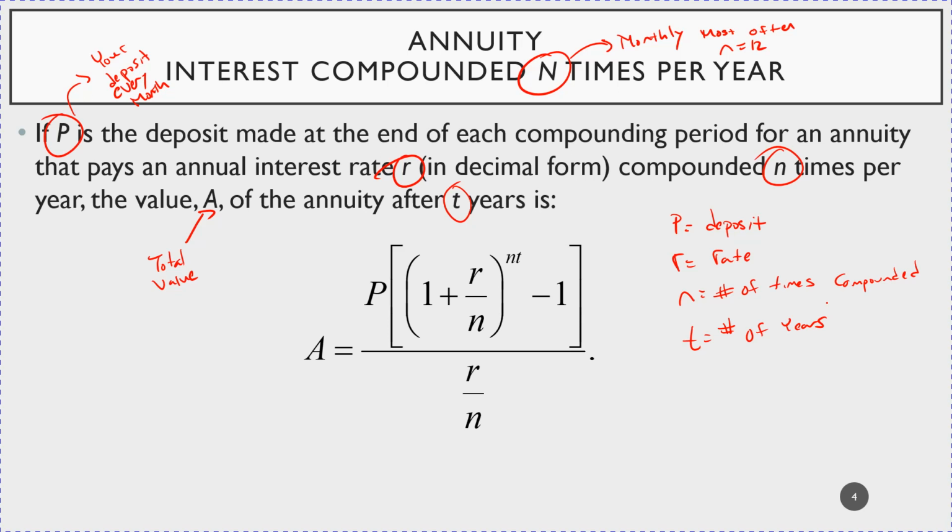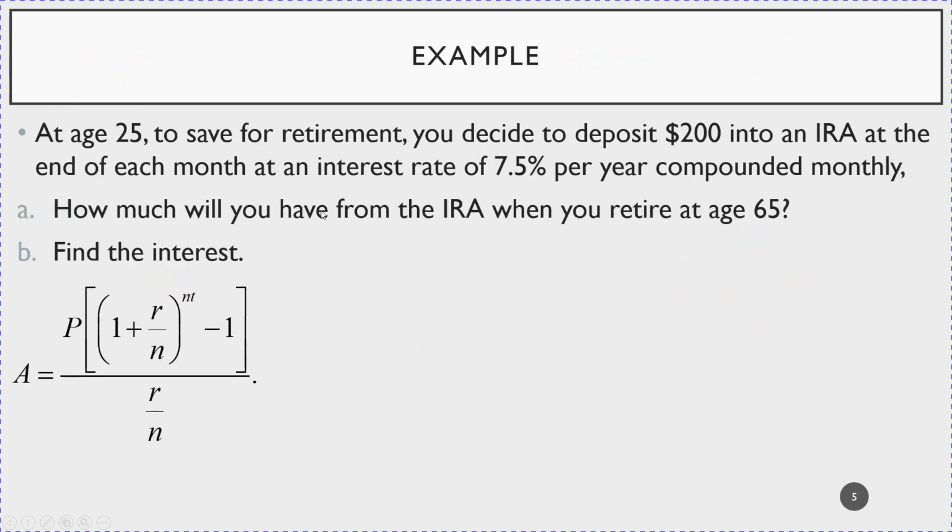It looks complicated, but I promise you it's not that bad. A, the total amount, is equal to P times, in parentheses, 1 plus R divided by N, raised to the N times T power, minus 1. So you subtract away 1 from this value. Then once you figure out the numerator, you divide that by R divided by N. We're going to work a number of examples using this formula. Don't worry, I don't expect you to memorize it; it will always be given to you. Let's jump right into this.